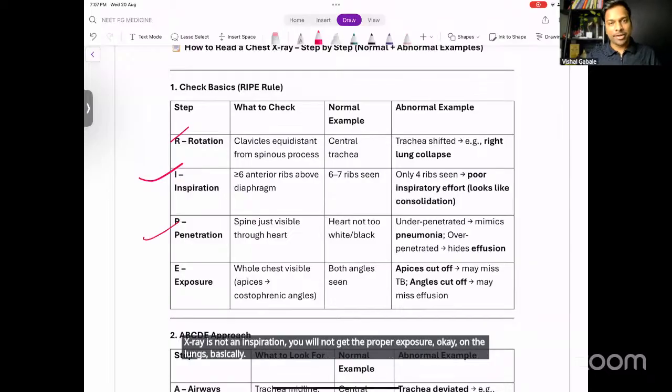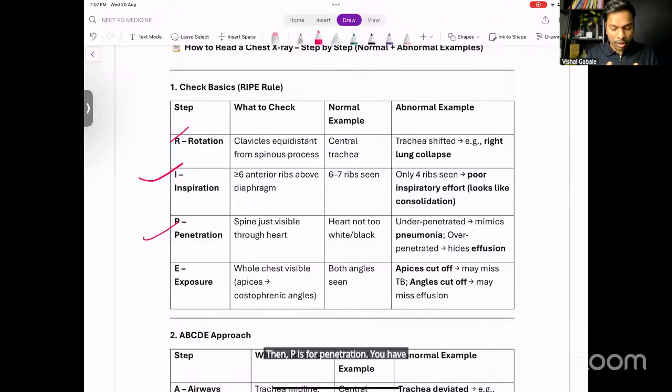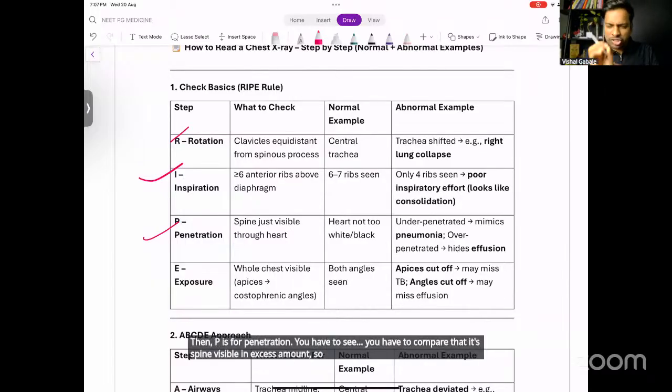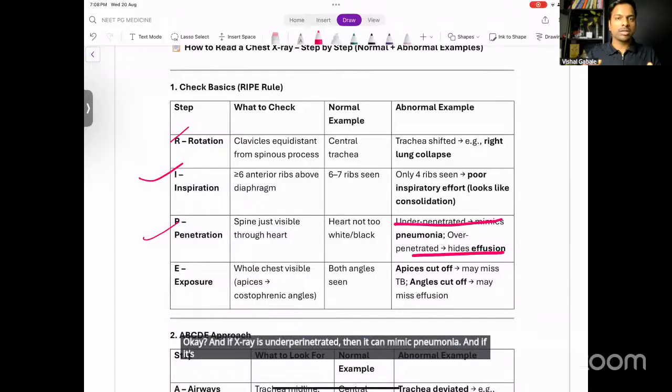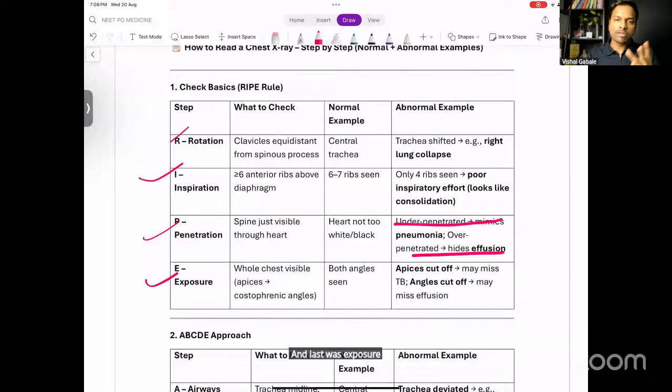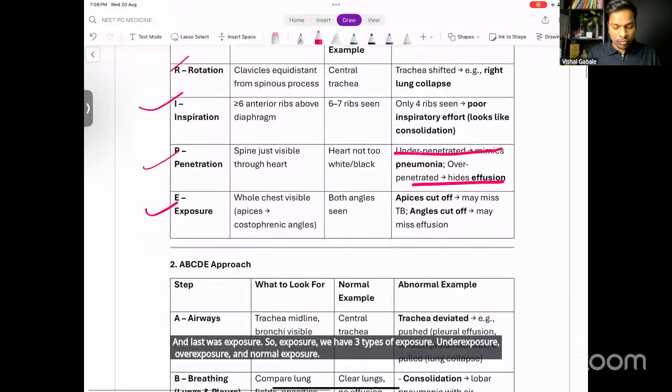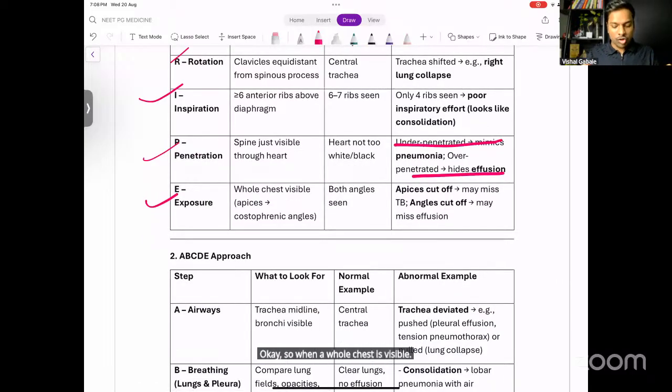Then P is for penetration. You have to compare whether the spine is visible in excess amount. Normally the spine should be just visible through the X-ray film. If it's more visible, that means the X-ray is overpenetrated. If the X-ray is underpenetrated, it can mimic pneumonia, and if it's overpenetrated, you can miss an effusion because of that. And last was exposure. We have three types of exposure: underexposure, overexposure, and normal exposure. When the whole chest is visible, that becomes normal, and normally both angles will be seen.